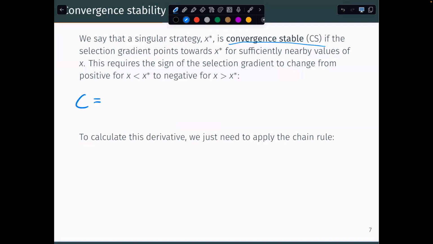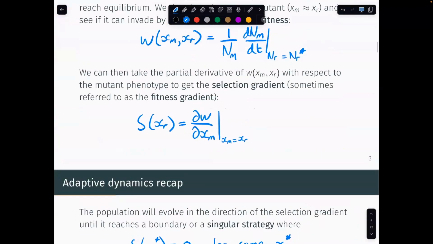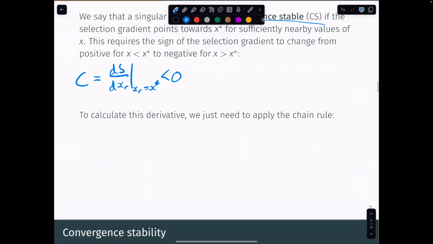So we'll call this C, our convergent stable condition. That means our selection gradient, if we take the derivative of that with respect to our resident trait and evaluate this at our singular strategy X star, has to be negative, because it's changing sign from positive to negative as XR increases. But S we've defined up here, so we can substitute this in.